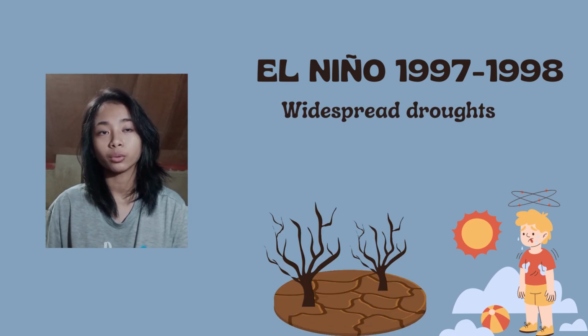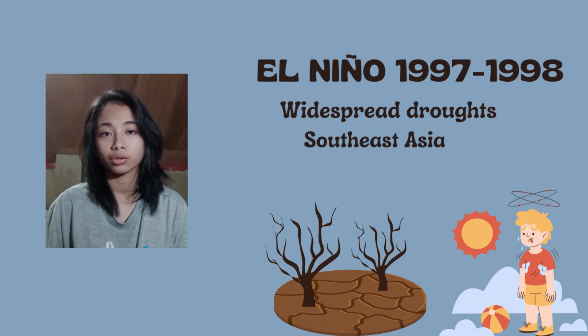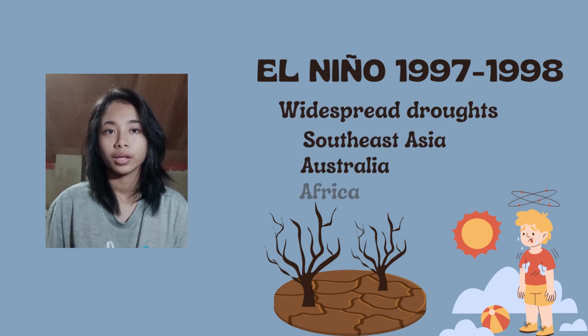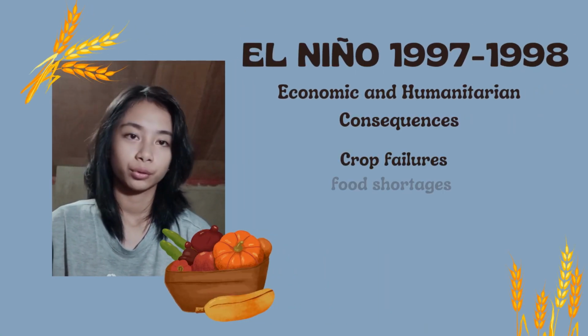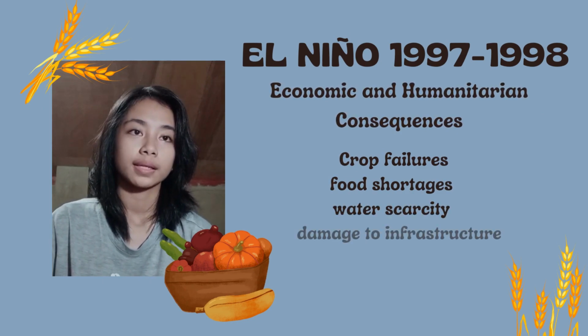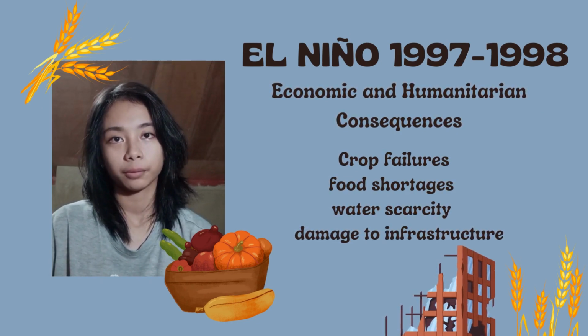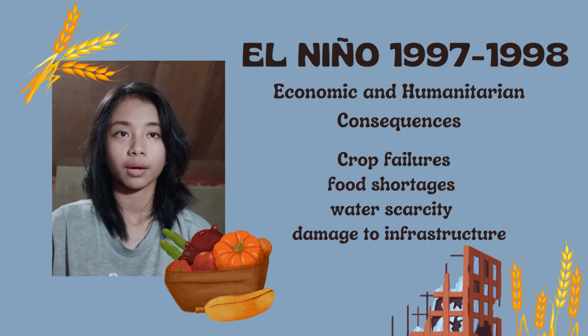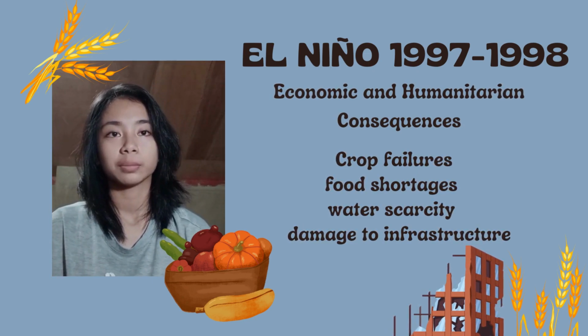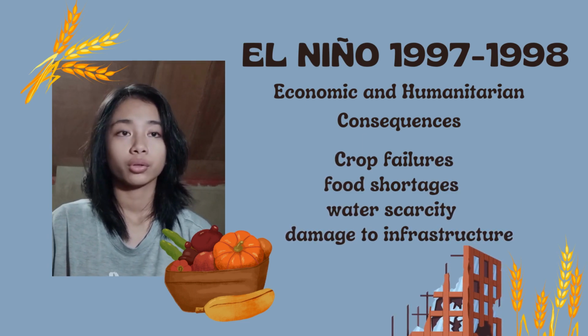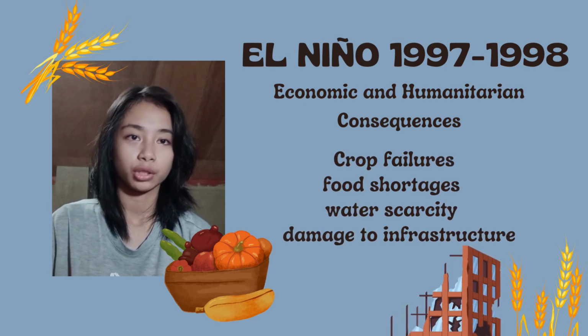Many regions, including parts of Southeast Asia, Australia, and parts of Africa experienced severe droughts as a result of suppressed rainfall patterns. Impacts like crop failures, food shortages, water scarcity, and damage to infrastructure and property led to economic losses amounting to billions of dollars. The event also resulted in the displacement of communities and increased vulnerability of many affected regions.